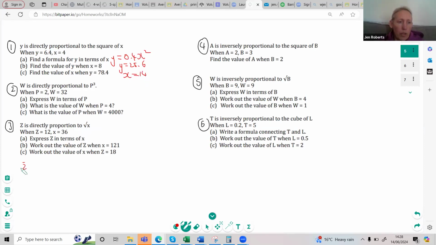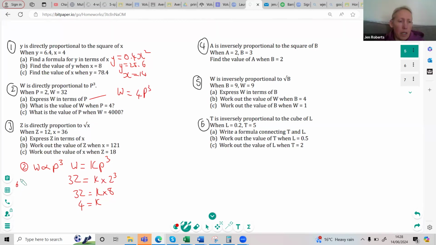Okay, question 2. W is directly proportional to p cubed. W equals kp cubed. When W is 32, p is 2. 2 cubed is 8. Divide both sides by 8. k is 4. Express W in terms of p. W equals 4p cubed.